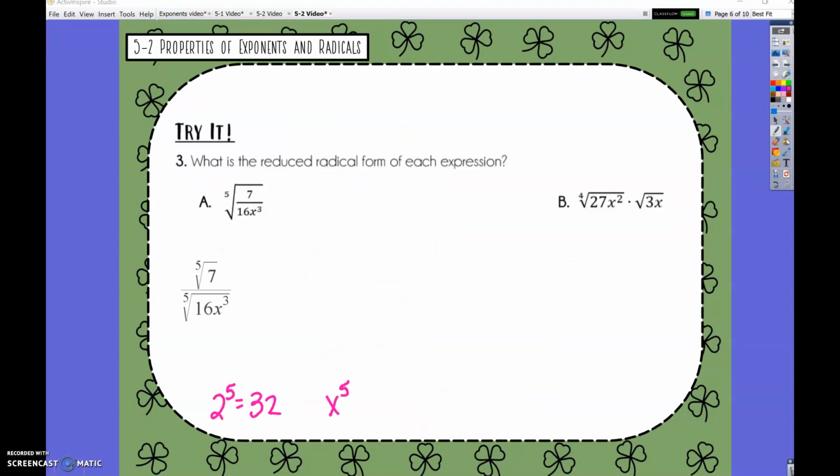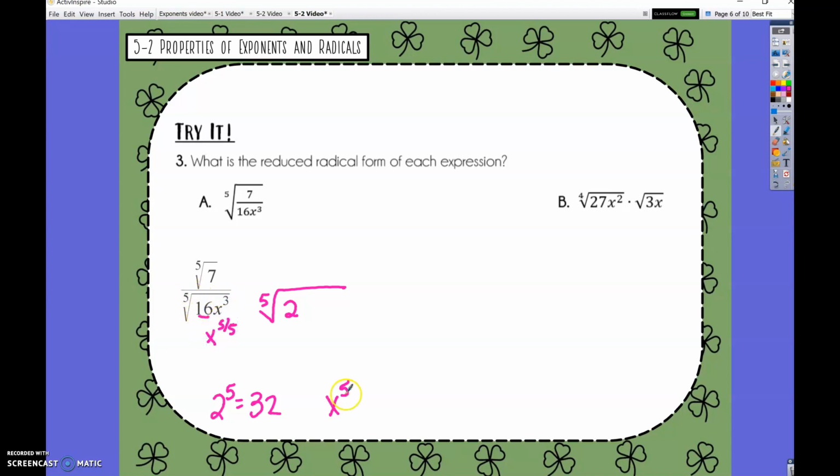I'll do one part of the try it here. I've rewritten this fifth root of this quotient separately. The top I'm not going to worry about, but I don't want that radical in the denominator. Now I know 2 to the 5th is 32. If I could get this number 16 to be 32, that would be great. So I'm going to take 16 times 2 to get it to be 32. And I want this to be x to the 5th, so it'll have x to the 5 over 5.